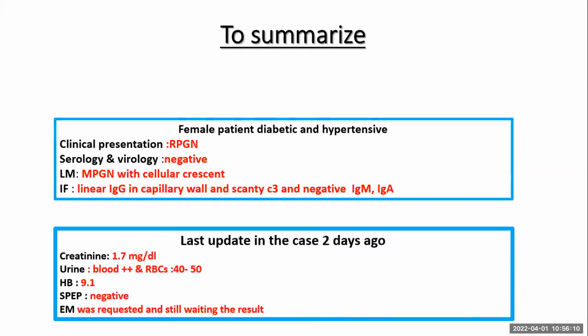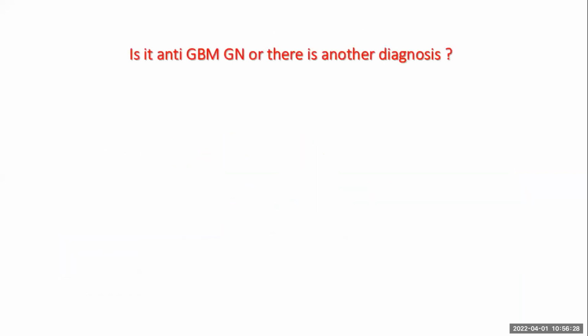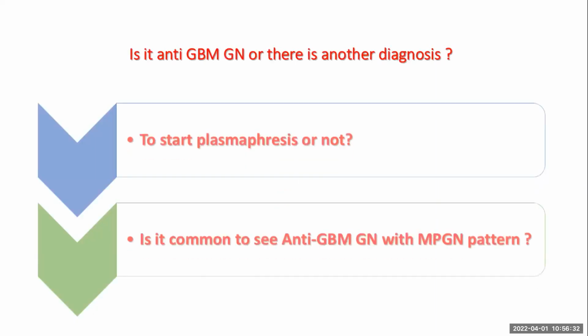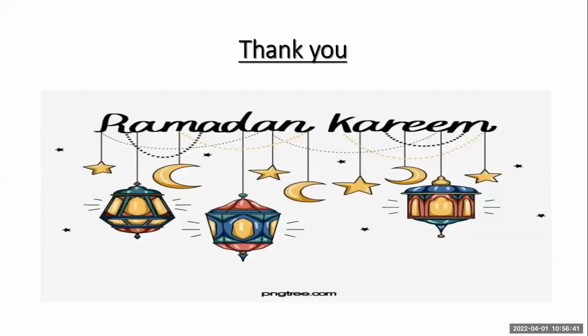Last update, a few days ago: creatinine 1.7 milligram per deciliter, urine blood 2, RBCs 40 to 50, hemoglobin 9.1. Serum electrophoresis was negative, and electron microscopy was requested, and we are still waiting for the result. So we have 3 questions. Is it an anti-GBM glomerulonephritis or is there another diagnosis? If it is anti-GBM, can we start plasmapheresis or not? And is it common to see anti-GBM glomerulonephritis with an MPGN pattern?